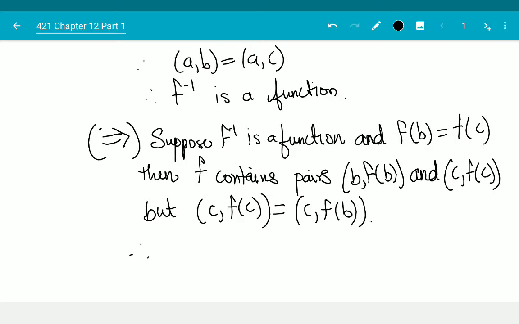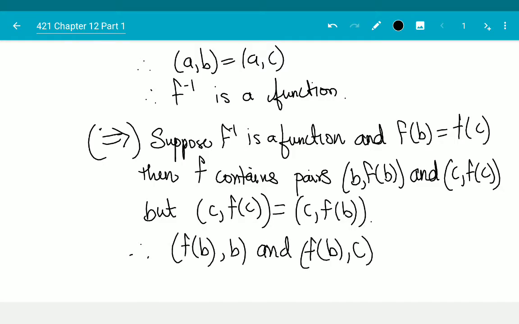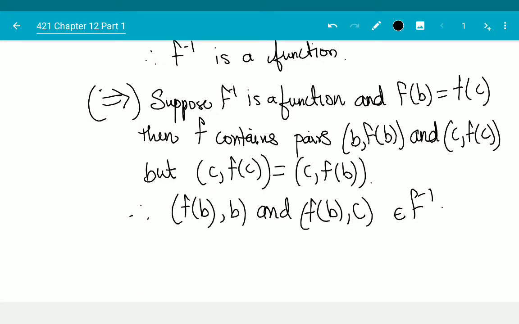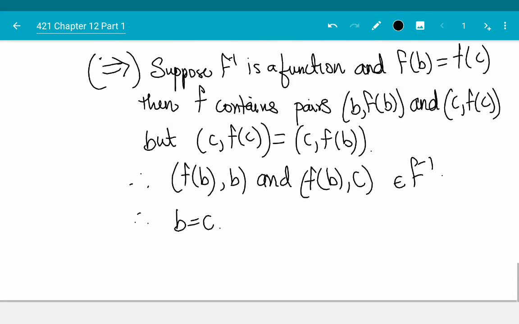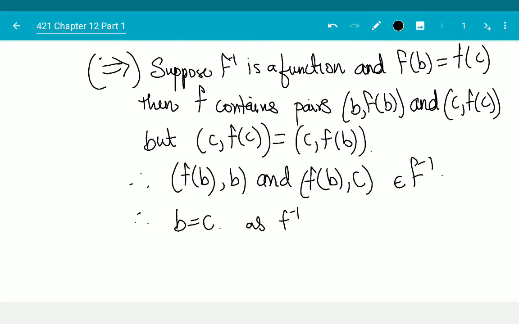Therefore, what do I get? (f of b, b) and (f of b, c) belong to f inverse. Well, that can't happen because f inverse is a function. The only way this can happen is if b is equal to c, because f of b cannot have two different images, as f inverse is a function.